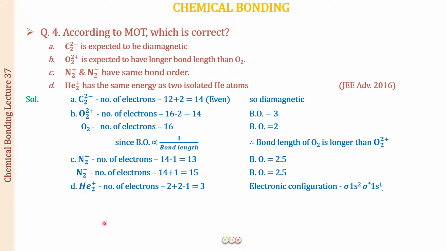Next we have He2 +. The number of electrons is going to be 4 minus 1, 3. The electronic configuration is going to be sigma 1s2, sigma star 1s1. So this means the number of electrons in the bonding orbitals is more than the number of electrons in the anti-bonding orbitals, and therefore the number of attractive forces over here are going to be more. Hence, the He2 + ion will have lower energy than the two isolated helium atoms. So this choice is also going to be incorrect. So what are the correct choices? A and C.